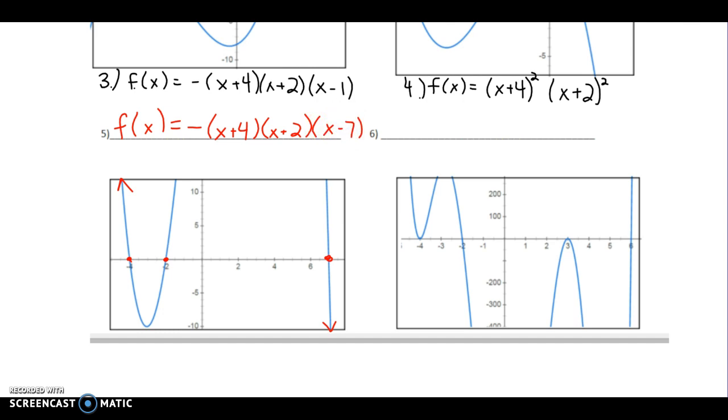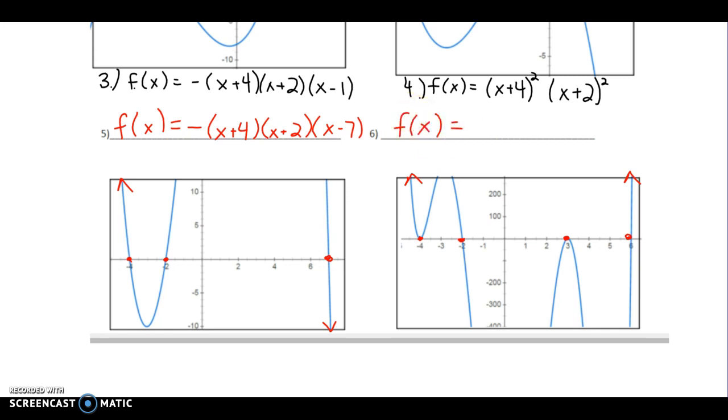And the last one, number 6. I would mark all of the x-intercepts. And don't forget that x equals 6 over here. And then look at the end behavior. Is it going to be positive or negative? Positive. It's going up, up.